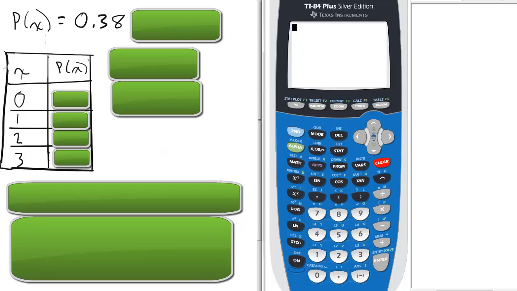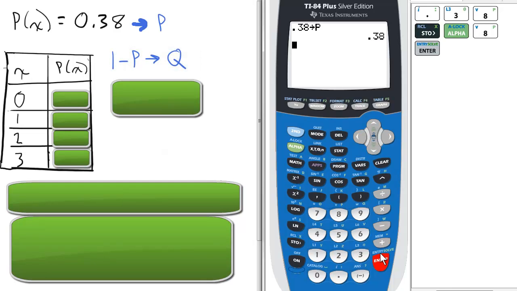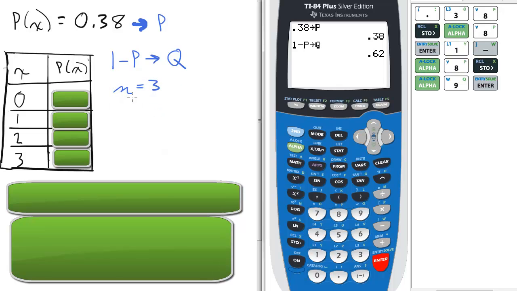So first, it gives us the probability of x, which is 0.38. We want to save that as p. So 0.38 store alpha p, enter. 1 minus alpha p will be stored as q, enter. Also bear in mind that the total possible number of girls is 3, so n equals 3.